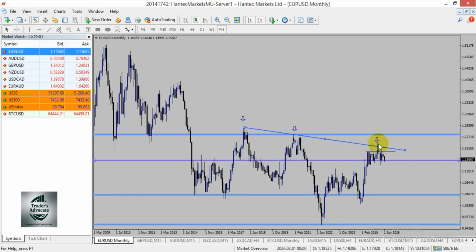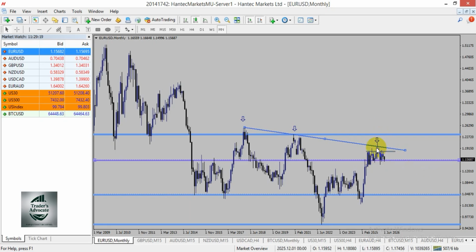Okay, so we've come in for a third touch of the trend line. So we are looking for a reversal. Mind you, I've said the third touch of a trend line does the reversal. Just because price comes in for a third touch of a trend line does not necessarily mean you just click sell. You need clues, you need confirmation.